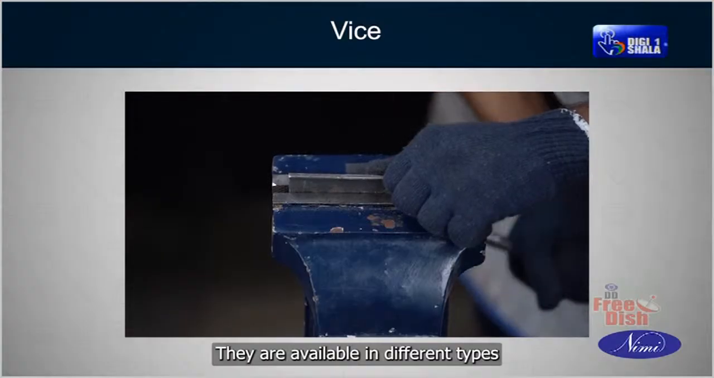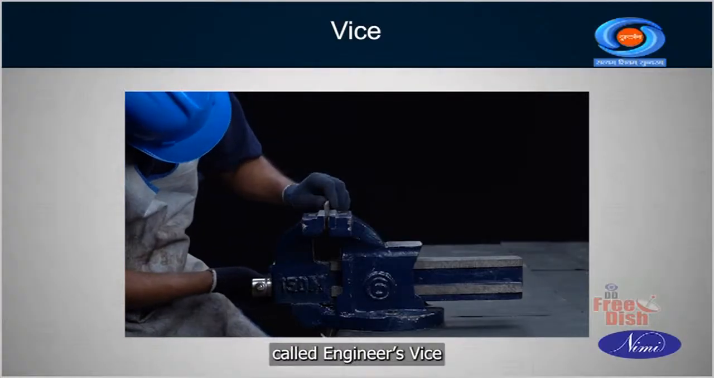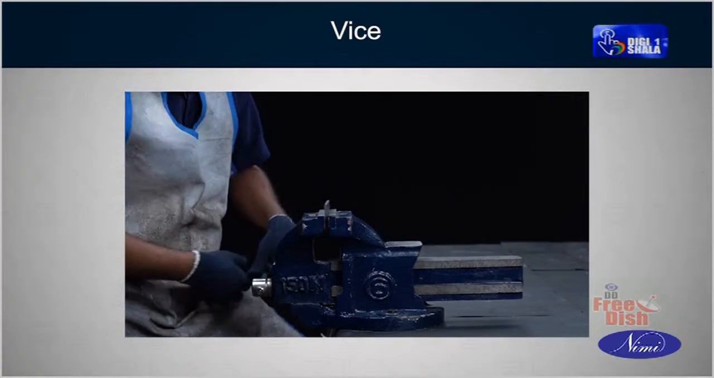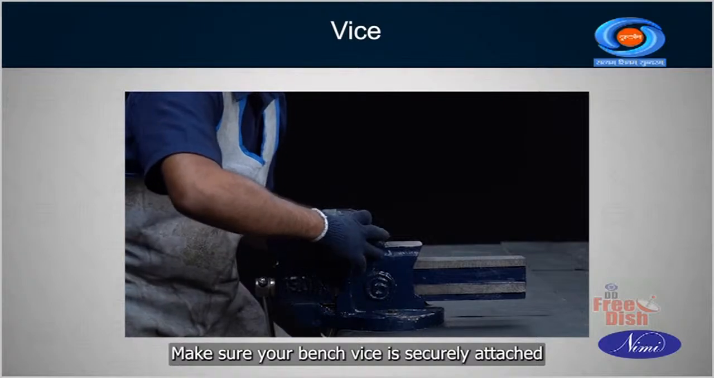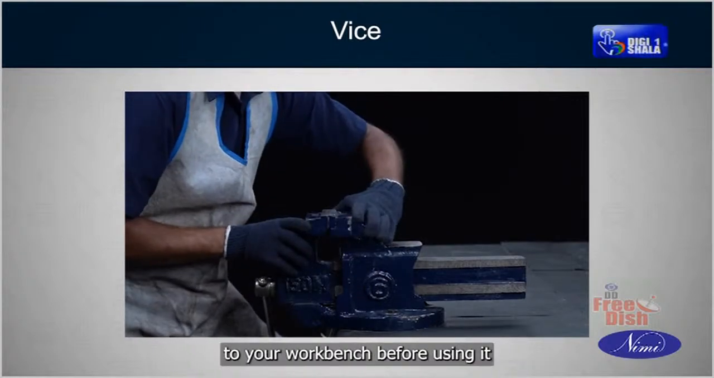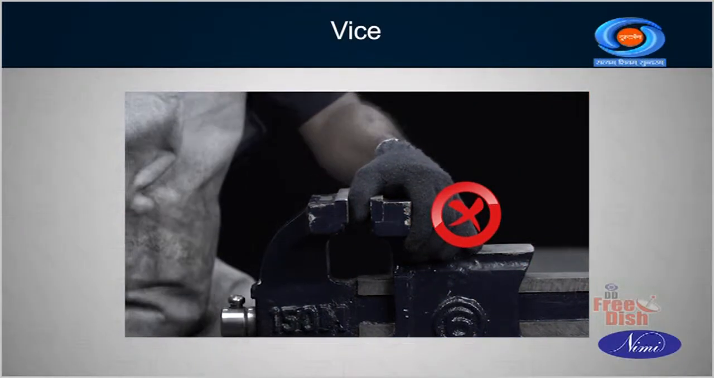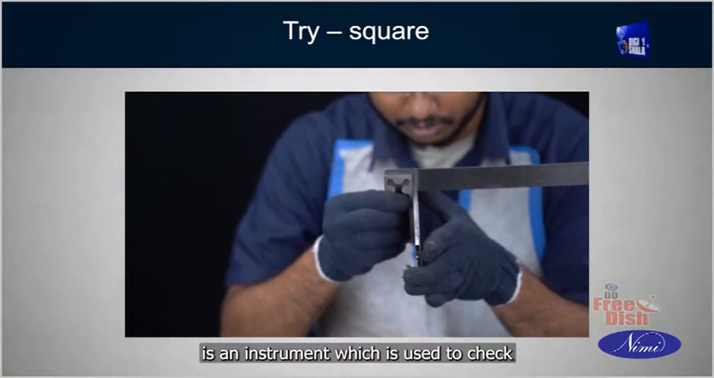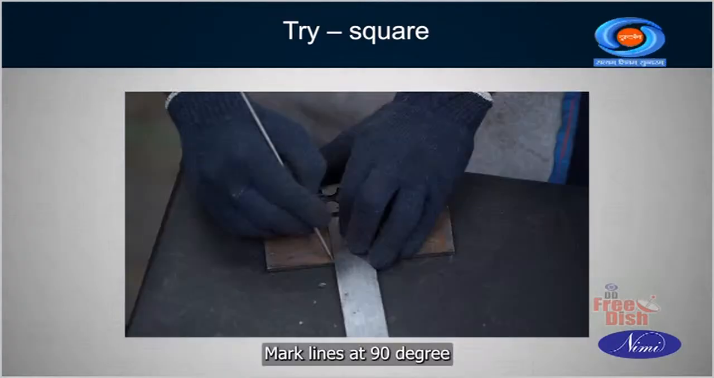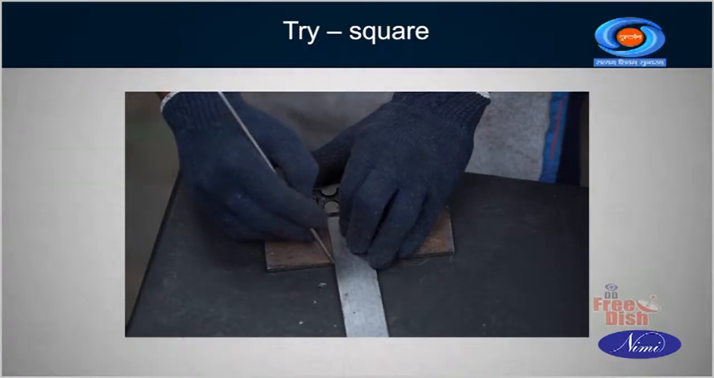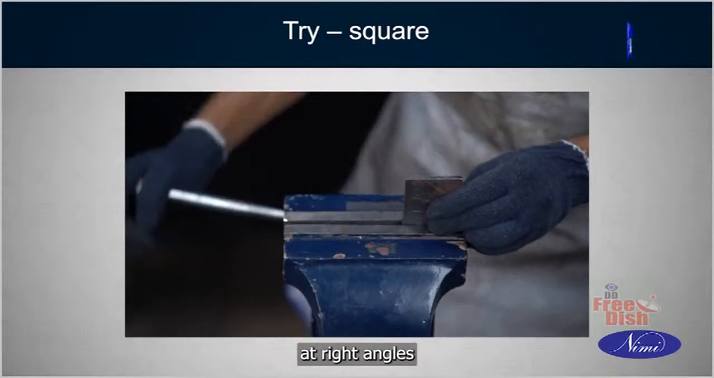They are available in different types. The vice used for bench work is the bench vice or called engineer's vice. Before using the bench vice, make sure your bench vice is securely attached to your workbench before using it. Keep your fingers clear of the jaws. The tri-square is an instrument which is used to check squareness or flatness of a surface. Mark lines at 90 degrees to the edges of workpieces and set workpieces at right angles.